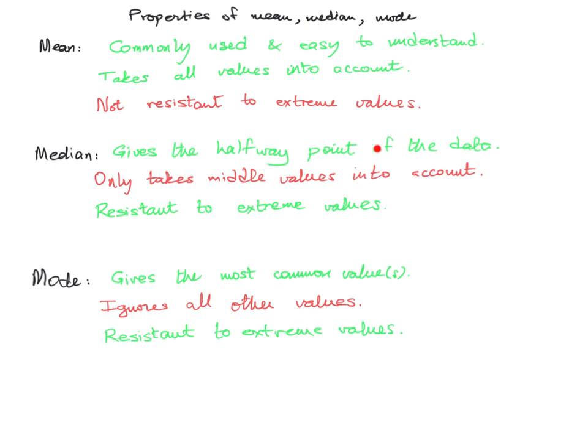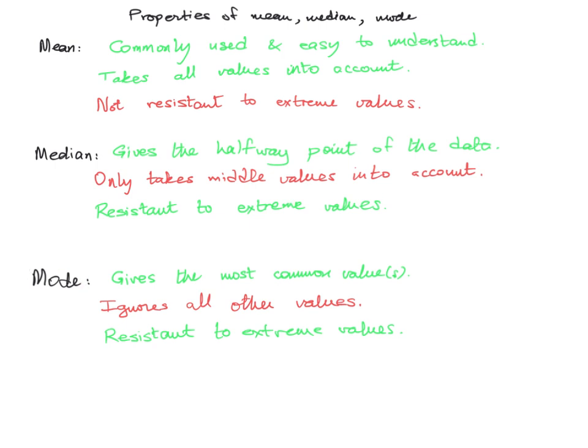So anyway, it gives the halfway point of the data. However, it only takes the middle values into account. That's something to be aware of. It may or may not be a good thing. There are scenarios where it is helpful, but it is resistant to extreme values, like the example with the income that people are getting. If you have a CEO that earns millions of dollars, the median doesn't get pulled in that direction. The median still basically stays in the middle of the data set. So it's going to be a better description of the typical income that someone will expect to get at that company. So it's resistant to extreme values.